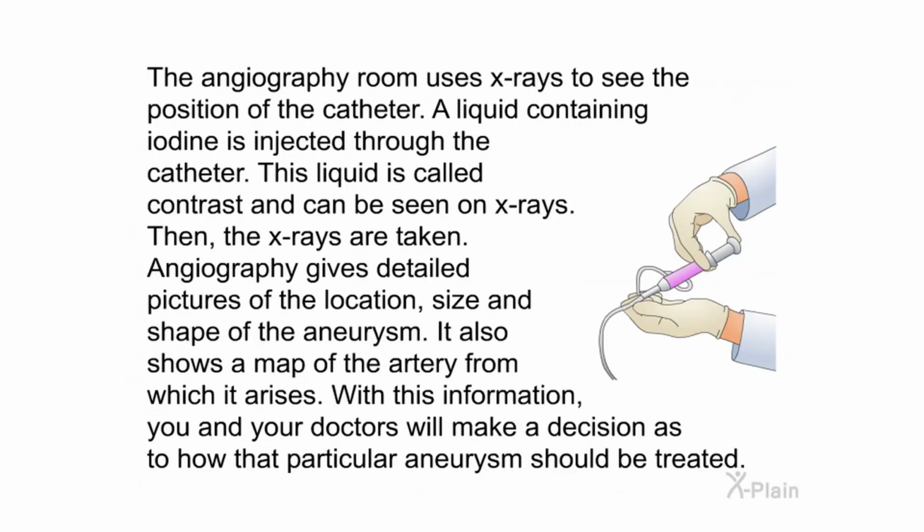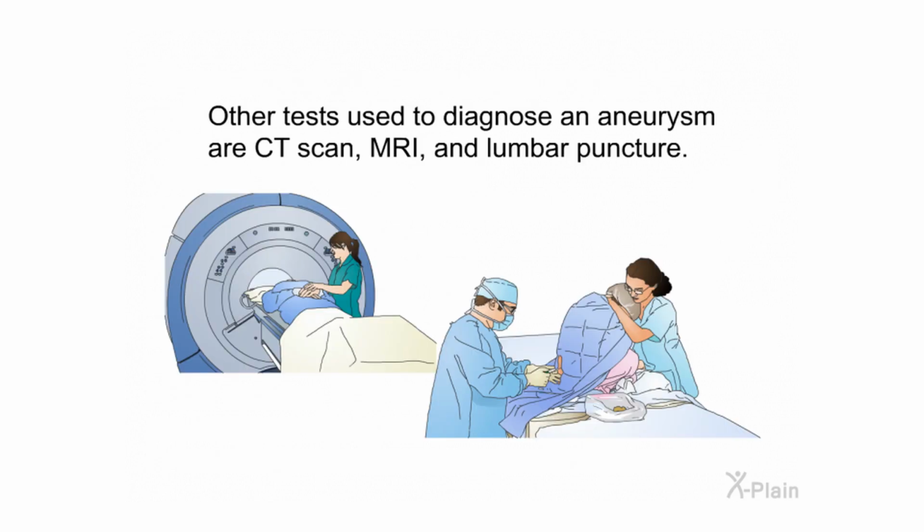The angiography room uses X-rays to see the position of the catheter. A liquid containing iodine is injected through the catheter. This liquid is called contrast and can be seen on X-rays. Then the X-rays are taken. Angiography gives detailed pictures of the location, size, and shape of the aneurysm. It also shows a map of the artery from which it arises. With this information, you and your doctors will make a decision as to how that particular aneurysm should be treated. Other tests used to diagnose an aneurysm are CT scan, MRI, and lumbar puncture.